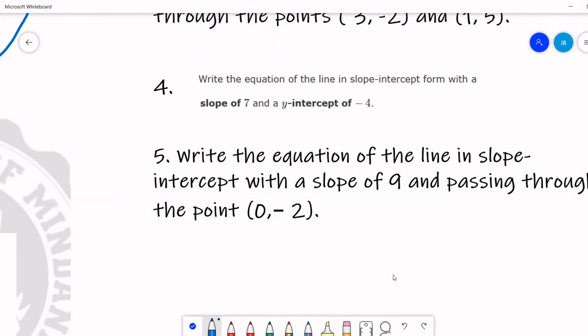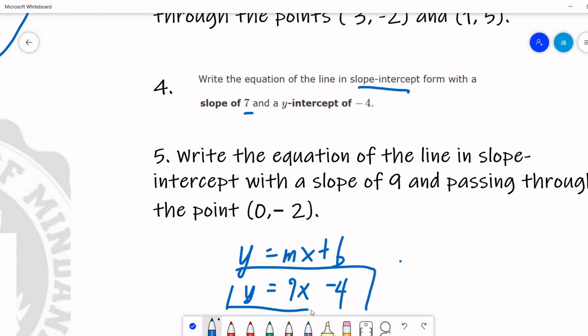Okay, for number 4. Write the equation of the line in slope-intercept form. It's obvious that it is given in slope-intercept form. That's y is equal to mx plus b. Therefore, that is y is equal to, your slope is 7, your y-intercept is 4. Therefore, this is your final answer.